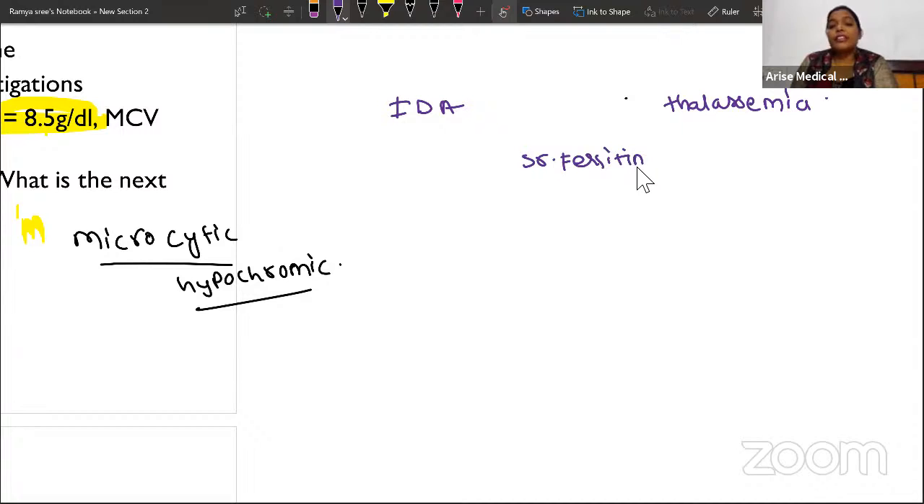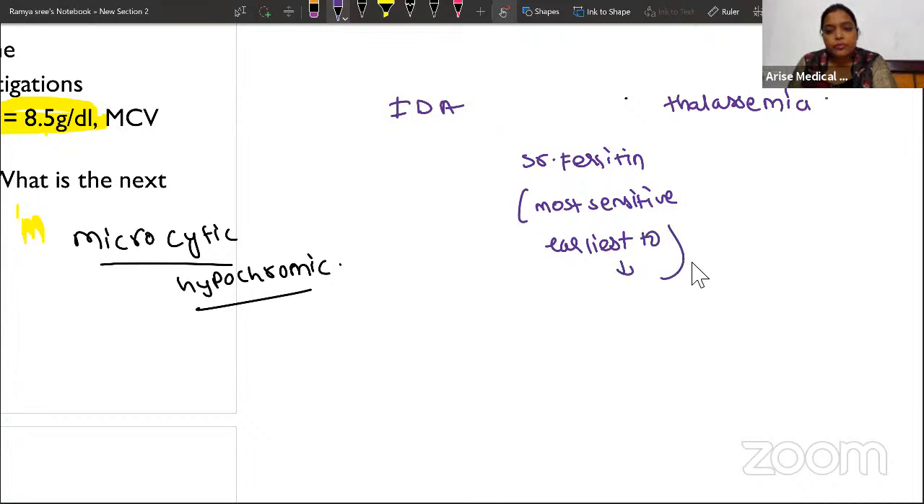Why? Because serum ferritin is the most sensitive marker for iron deficiency anemia and it is the earliest to decrease. Right. So if serum ferritin is less, then it is iron deficiency anemia. If serum ferritin is normal to increased, it is thalassemia.